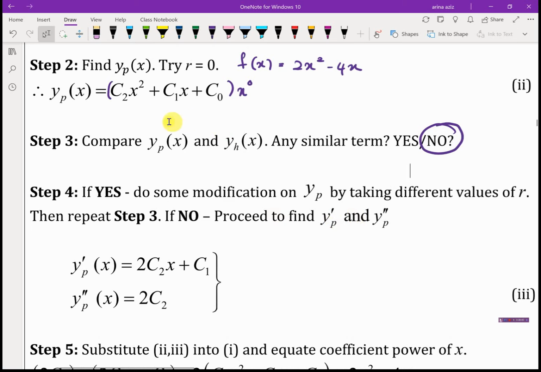Okay, so what do we do? Just differentiate this yp. Okay, differentiate this. We get 2c2x plus c1. And differentiate this again, we get 2c2.